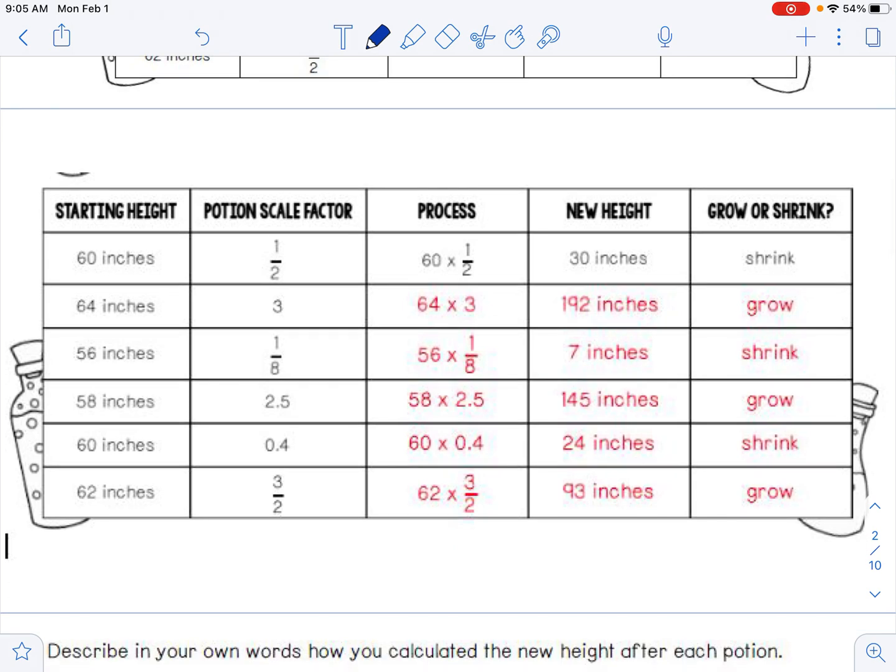All right, so this is hopefully what you got for 56 inches and a scale factor of 1/8. The new height is 7 inches, which is shrinking. 58 inches, scale factor 2.5 is 145 inches, which is growing. And then 60 inches with a scale factor of 0.4 becomes 24 inches, which is shrinking. And then 62 inches with a scale factor of 3/2 is 93 inches for the new height, which is growing.